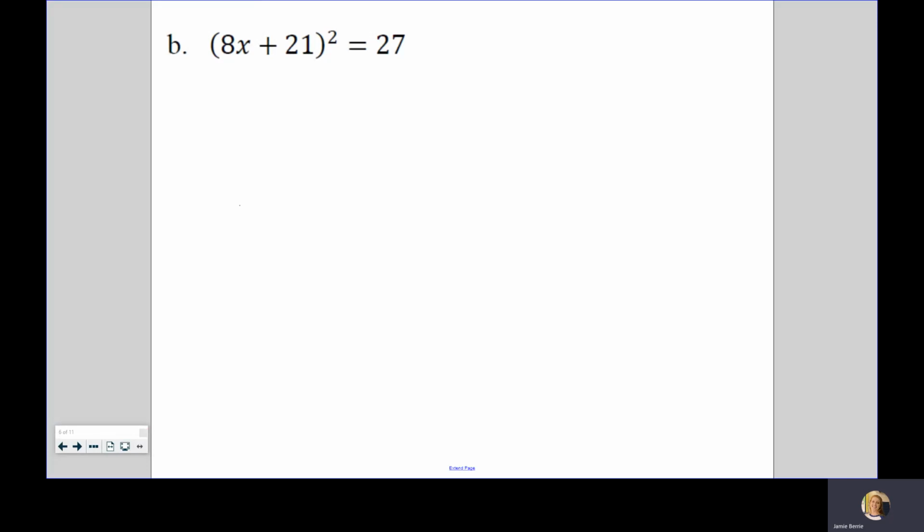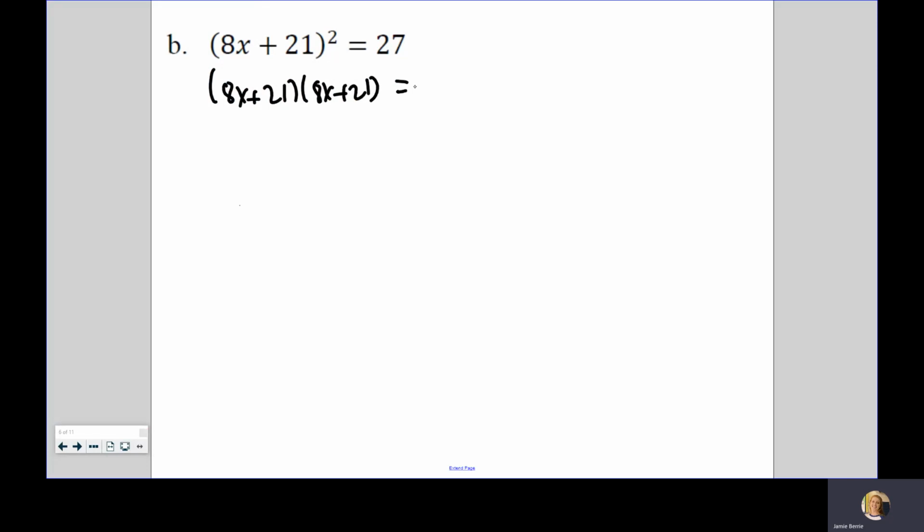Here we have (8x + 21) squared equals 27. All right, so we've got the squared term by itself. This entire thing is being squared. Now, if you did not want to use the square root method, what you would have to do is write this out as (8x + 21) times (8x + 21).